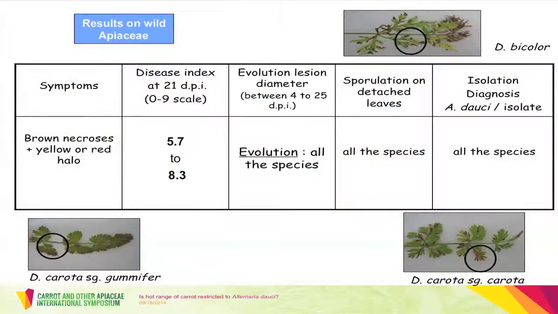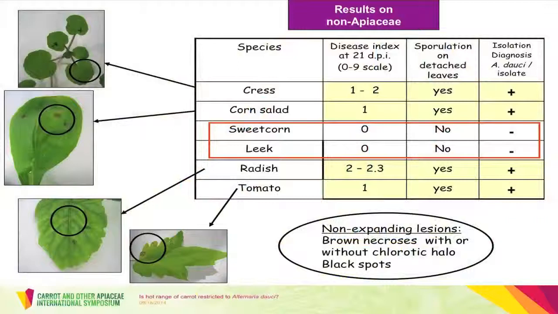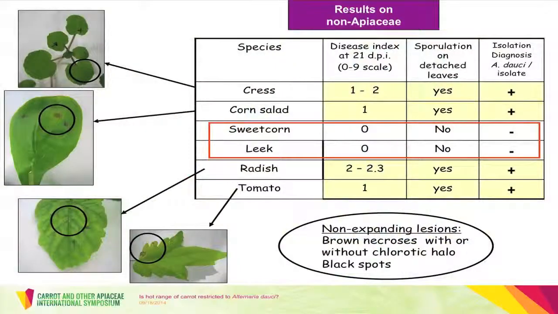And on the third group, the result on the non-apiaceae species, there were in fact two groups. So you have species like cress, corn salad, radish, and tomato, which present a disease index which was lower than the one obtained on carrot and wild species, but quite important, you have some symptom on the picture. And in that case, there were sporulation on all the leaves. And there were 2 species where there were no symptoms, and of course no sporulation. It was sweet corn and leek.